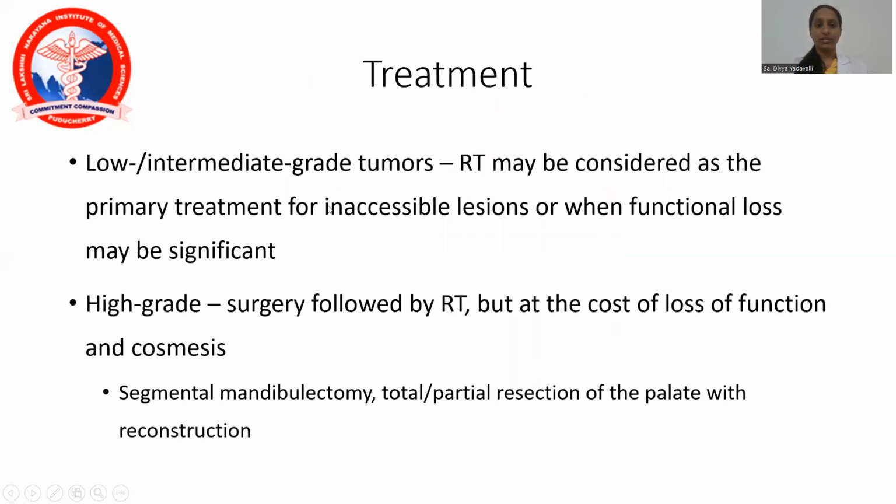For low and intermediate grade tumors, RT may be considered as the primary treatment for inaccessible lesions or when functional loss may be significant. For high grade tumors, surgery should be followed by RT, but at the cost of loss of function and cosmesis. Sometimes a segmental mandibulectomy, or total or partial resection of the palate with reconstruction, may be required for these tumors.